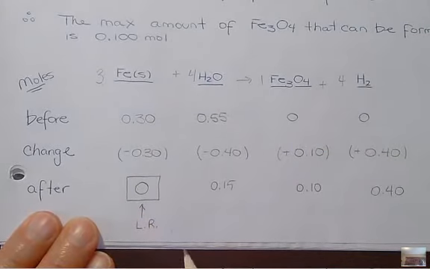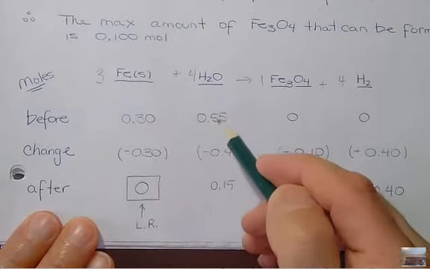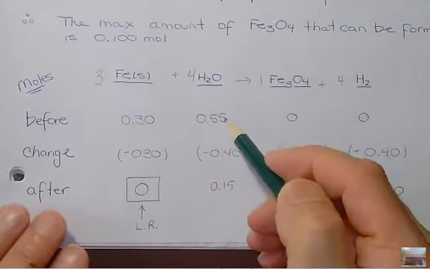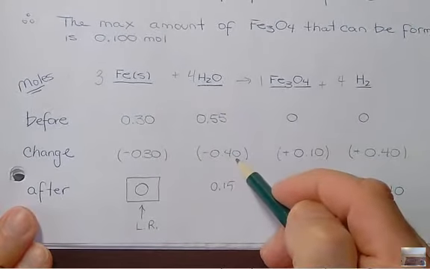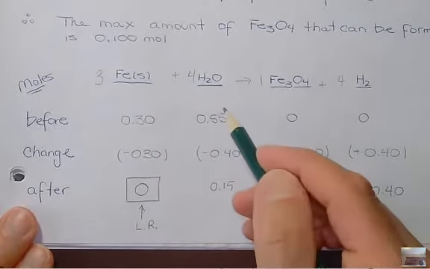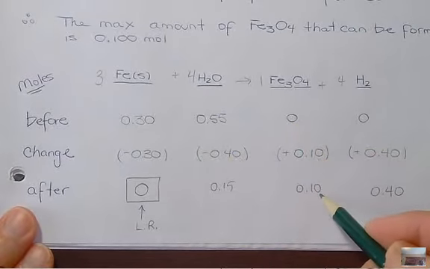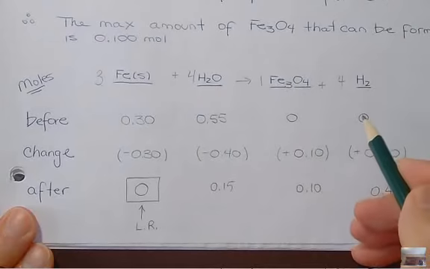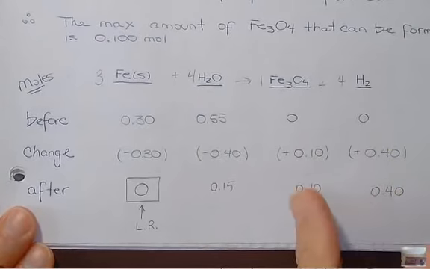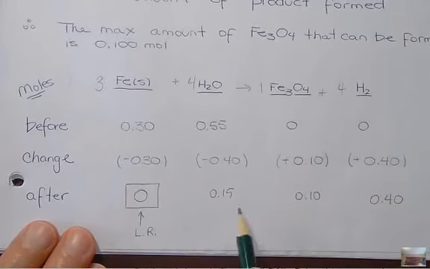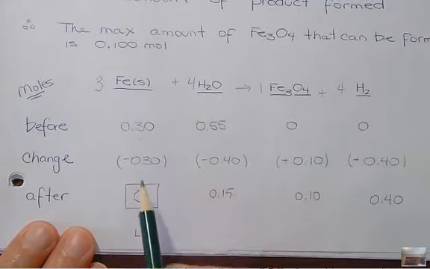Okay, how do I get the last column? I just do the subtraction. 0.3 minus 0.3 equals 0. 0.55, the amount that I started with in the beaker, goes down by 0.4, so what's left? 0.15, just subtract. Started with 0, go up by 0.1, my ending amount is going to be 0.1. Start at 0, go up by 0.4, my ending amount is going to be 0.4. Okay, so this is the thing that we were asked to calculate right here. It's just another way of doing it.